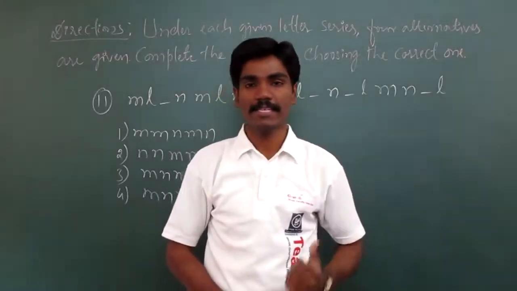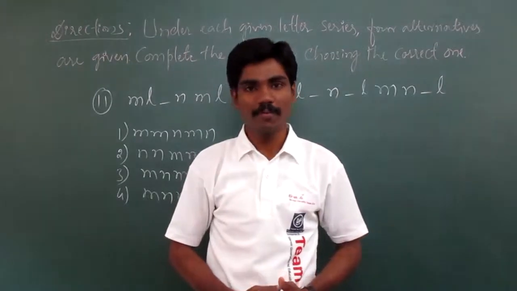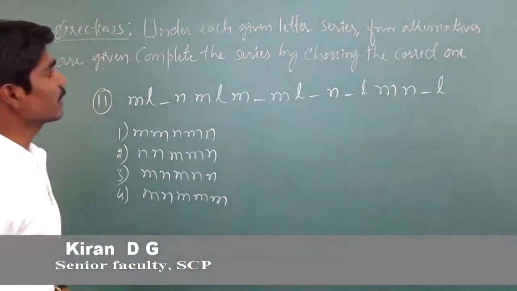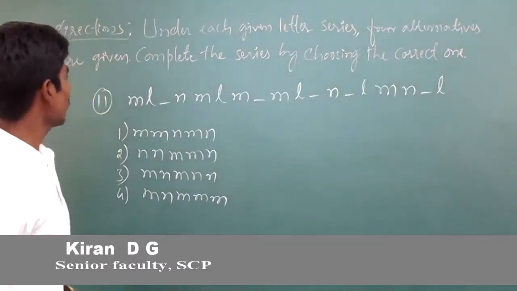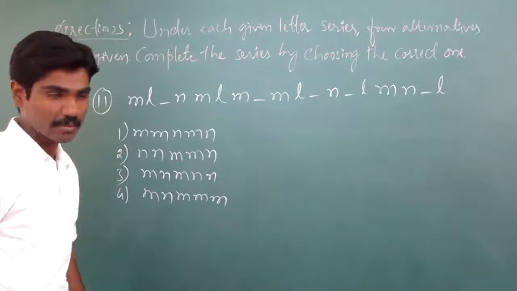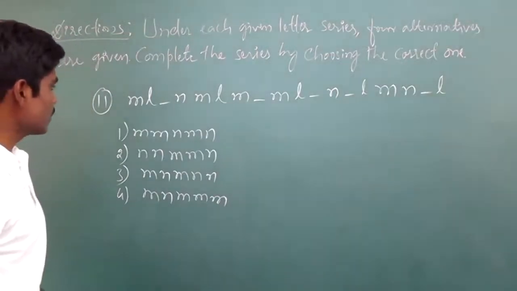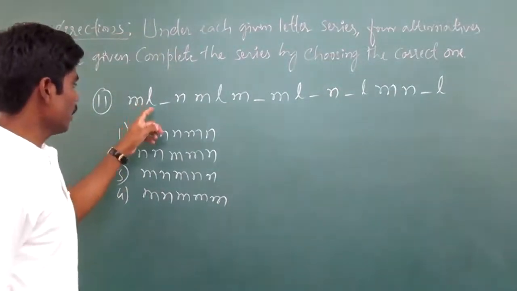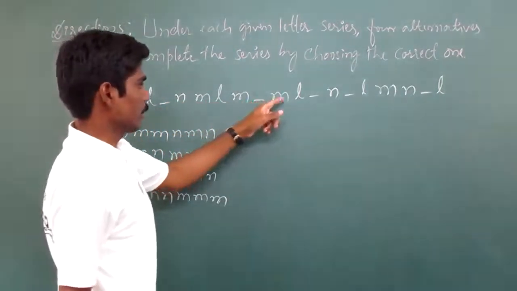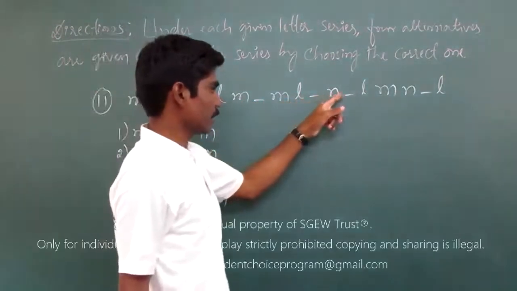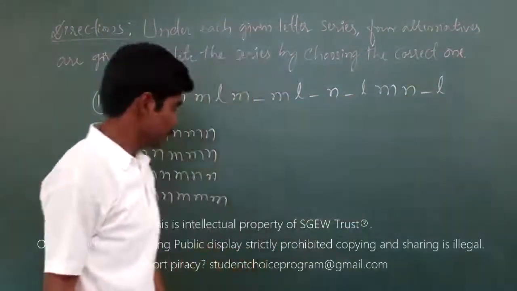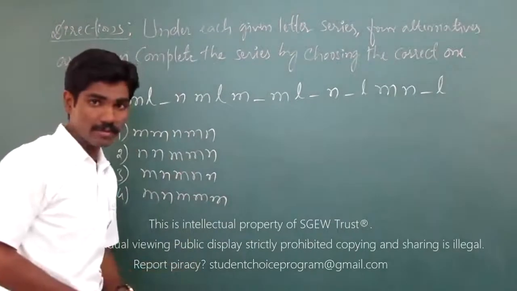Well friends, here is the next problem, and before going to the problem, let me see the given direction. The given direction is, under each given letter series, 4 alternatives are given. Complete the series by choosing the correct one. And the given question is M L dash N M L M dash M L dash N dash L M N dash L. There are 4 alternatives given.